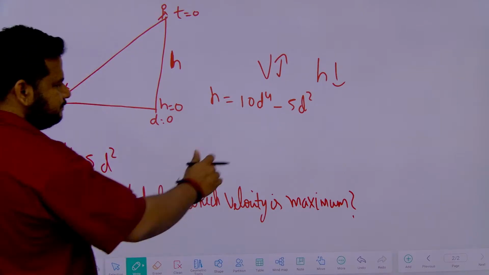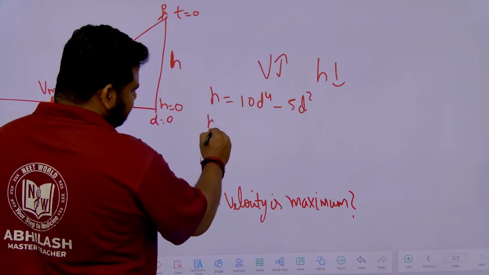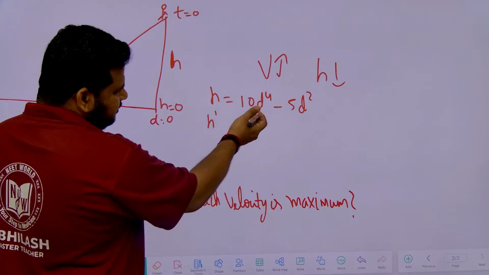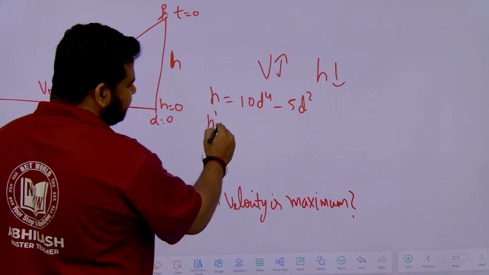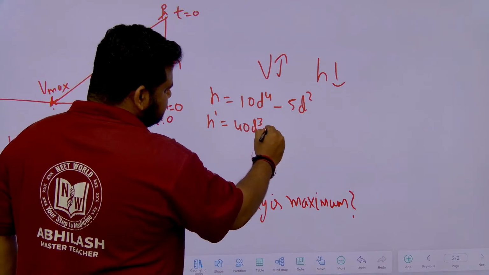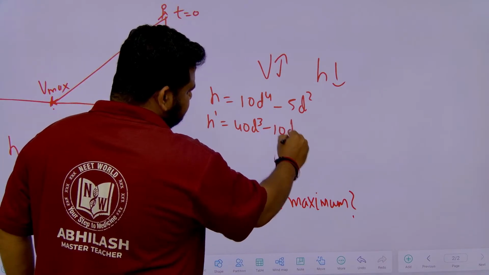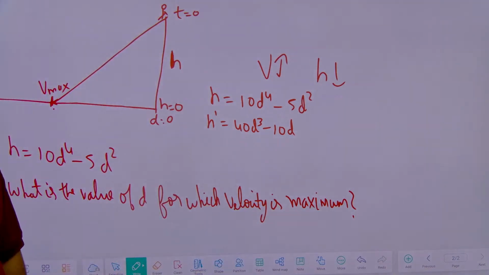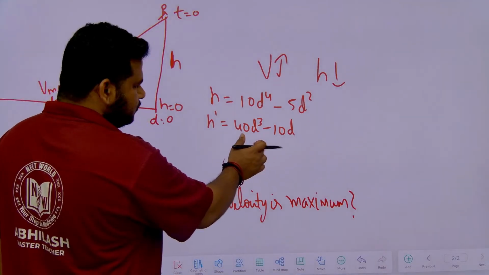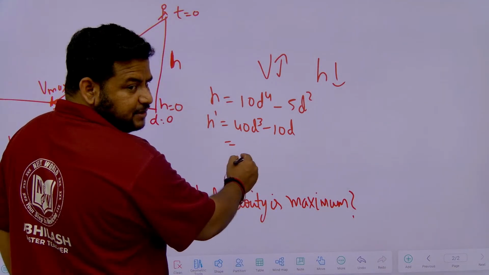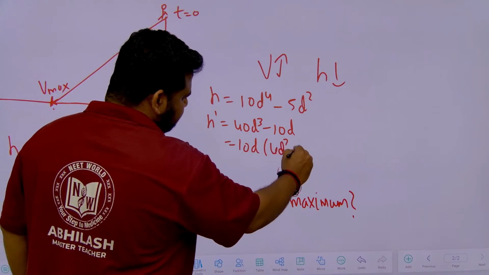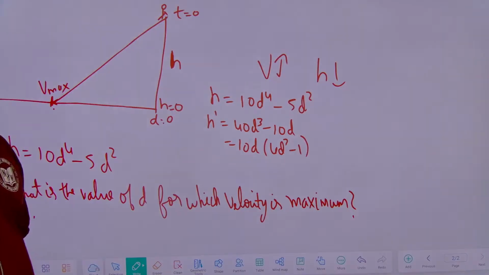So here, differentiate once. I'll write it as h dash. H dash is nothing but dh by dd, differentiating with respect to d only. So you will write 4 into 10, which is 40 d cube, minus 10 d. So 40 d cube minus 10 d you will have. Now what can I take common here? 10 d. If I take 10 d common, this becomes 4 d square minus 1.